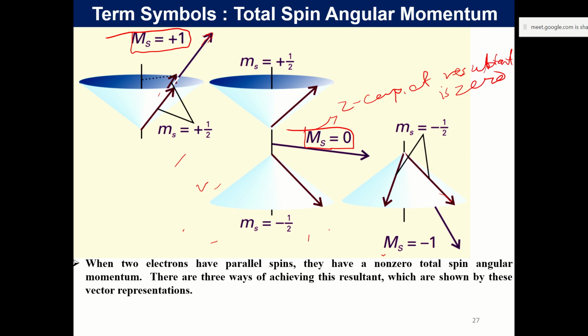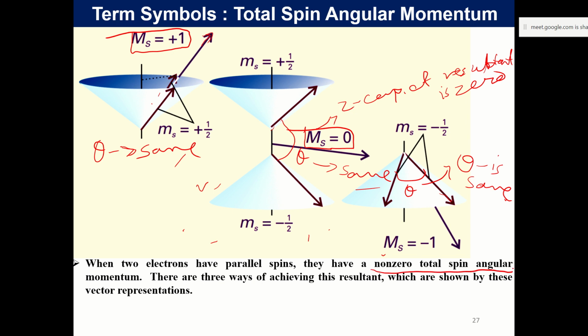This is shown by putting two angular momentum vectors on each of the cones, so the angle is the same. Realize this theta is the same in all these cases. The angle between the two cones, theta, is the same, so it has non-zero total spin angular momentum in this case. Okay, and there are three ways of achieving the resultant. This is the fundamental reason why you call it triplet.